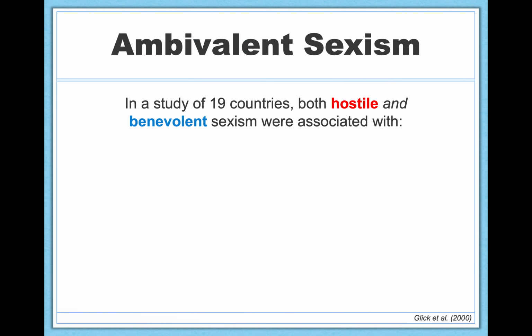For example, Peter Glick and Susan Fiske, and you might recognize these names, by the way, because they also developed the stereotype content model that we learned about before. Peter Glick and Susan Fiske, as well as several collaborators, conducted a cross-cultural investigation of ambivalent sexism by recruiting over 15,000 participants across 19 different nations, and they found that both hostile and benevolent sexism, both of them, were significantly associated with some pretty negative things for women.